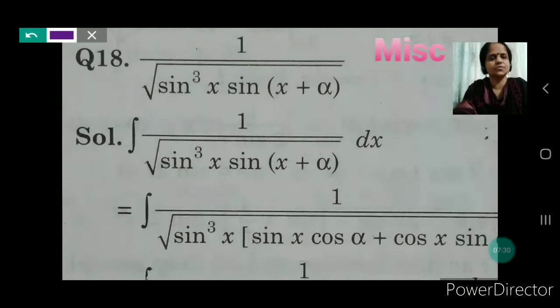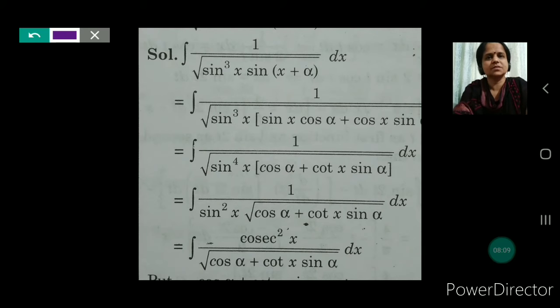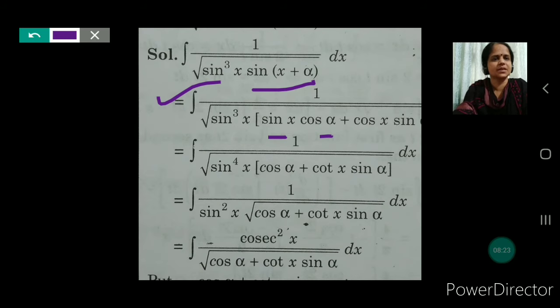Now students, move on to the next question. It is question number 18. Integration of 1 by under root, here it is sine cube x into sine x plus alpha, dx. So for this question, first take the integration of 1 by sine cube x in the bracket. Student, expand this sine x plus alpha. So you will get sine x cos alpha plus cos x, here it is sine alpha.